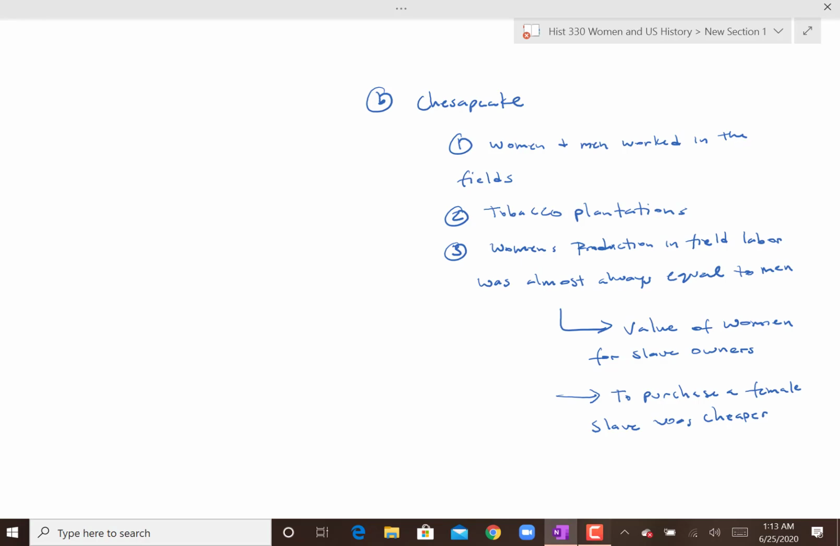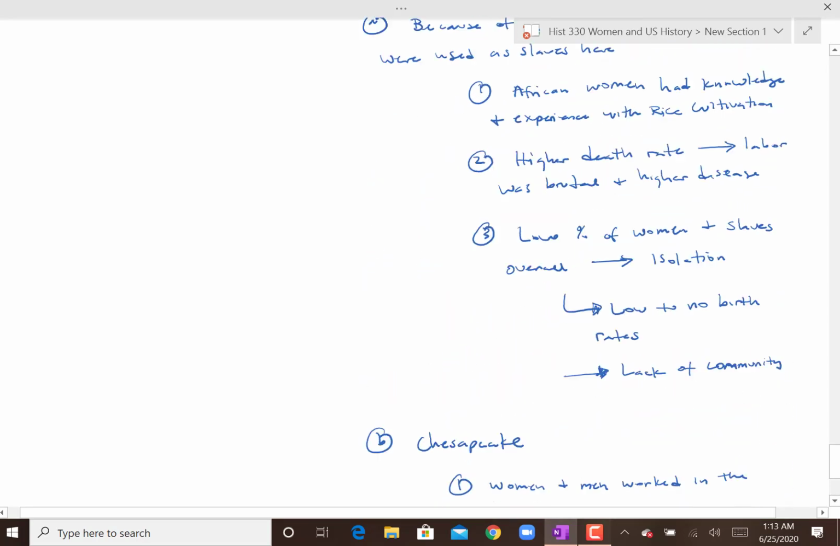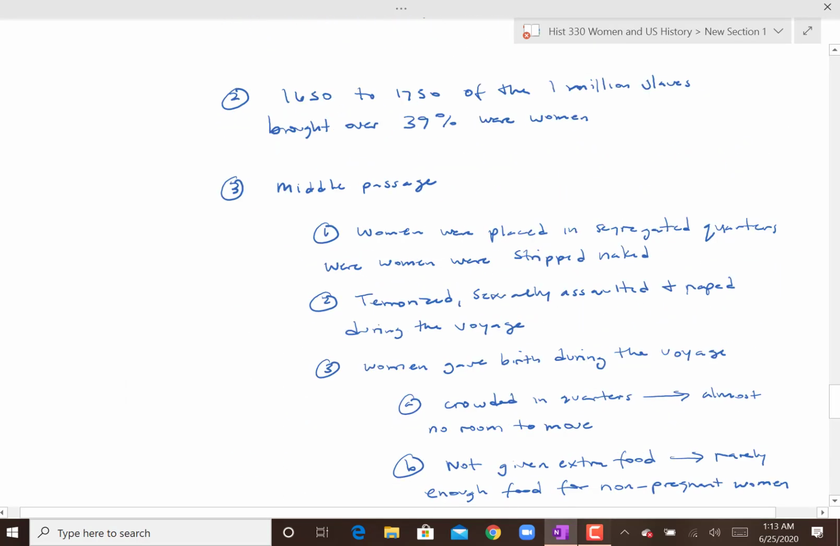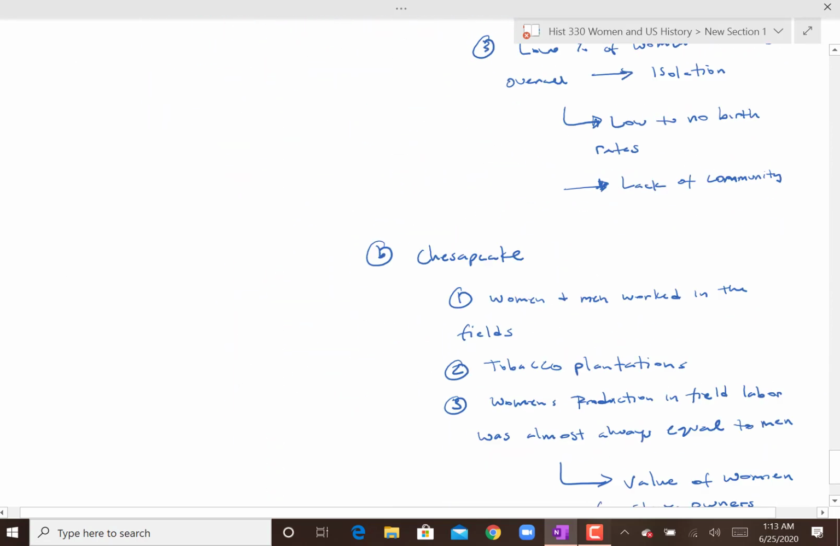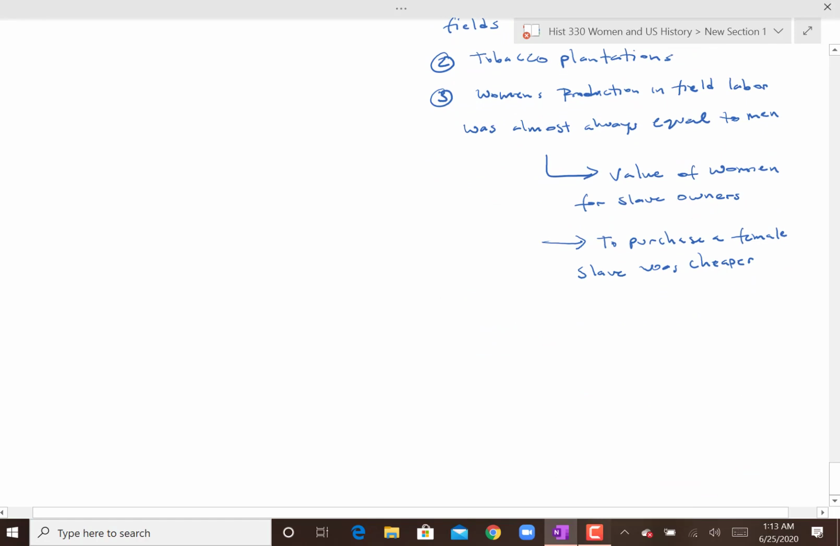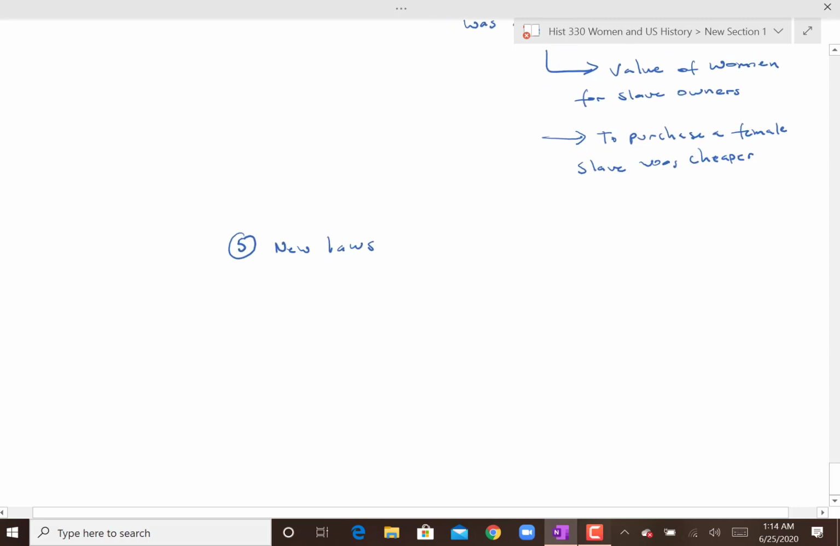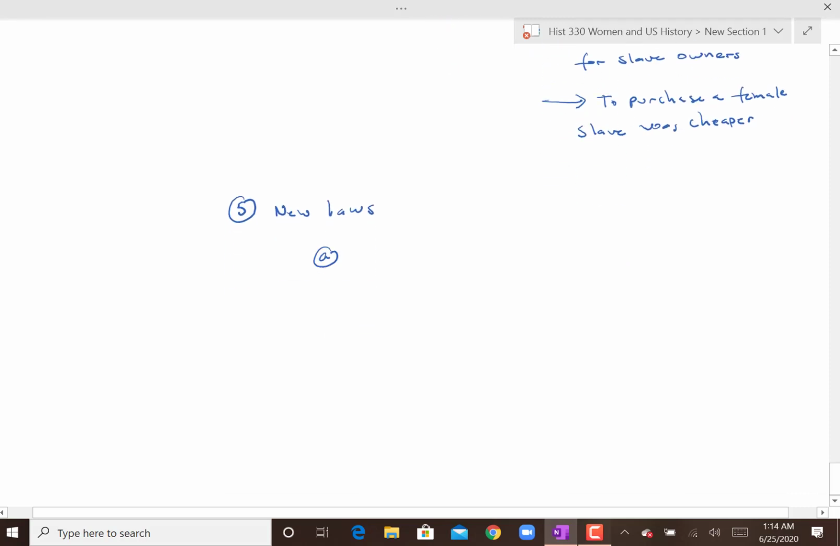Now, the other thing that was super important with this were changing laws. So let's see, we're on 5. There are 2 main laws that take place that are going to fundamentally change women's roles in slavery in these early periods. The first was in 1643. So we'll say the law of 1643. And the next one will be 1662.